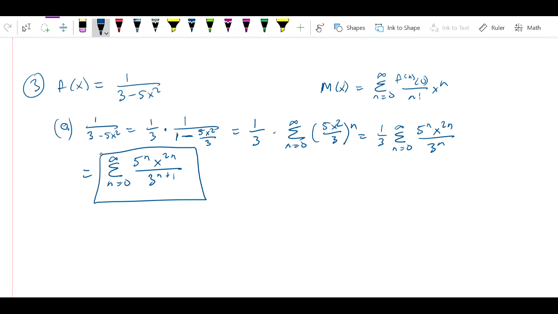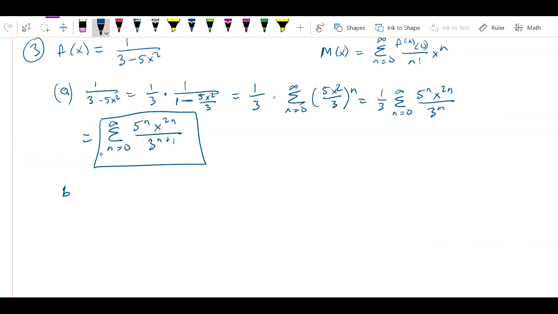Now, for B, we're asked for f 27 of 0 and f 28 of 0. Once again, if you're the type of math student who likes to apply formulas, you're going to say, okay, I guess he wants me to differentiate this 28 times. Of course not. That's not the point here. The point is to use what we know about Maclaurin series.